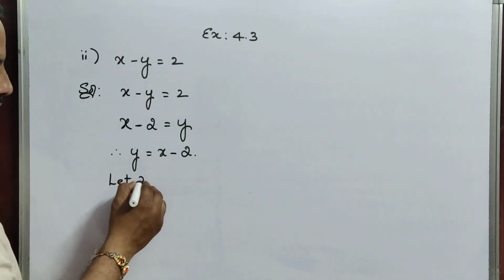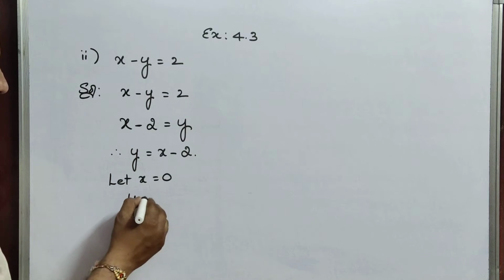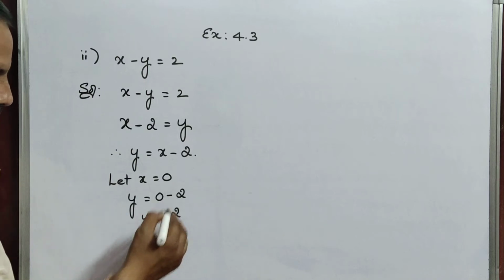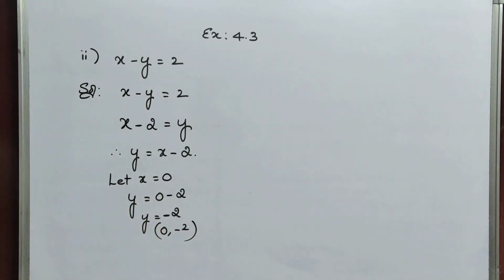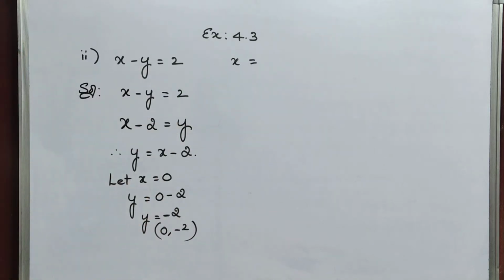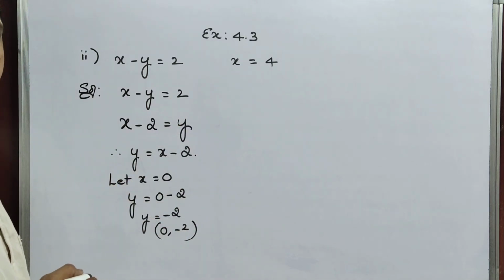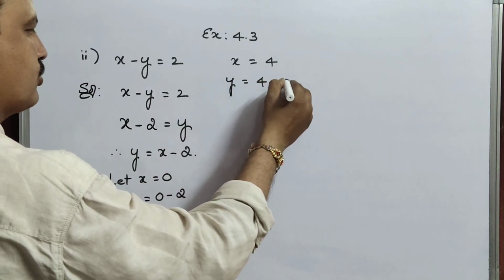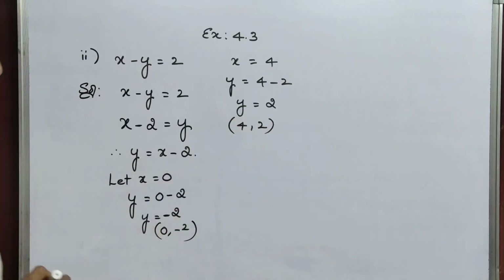Let x equal 0. So y equals 0 minus 2. That is y equals minus 2, children. That means 0 comma minus 2. Next, x equals, I'll take 4. Whichever number you like, you can take it, children. It depends upon you. And y equals 4 minus 2, which is 2. That means 4 comma 2 is the point.